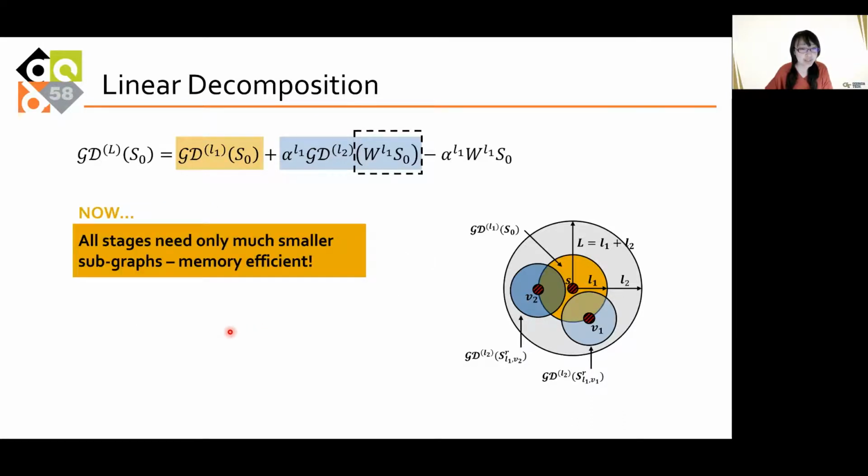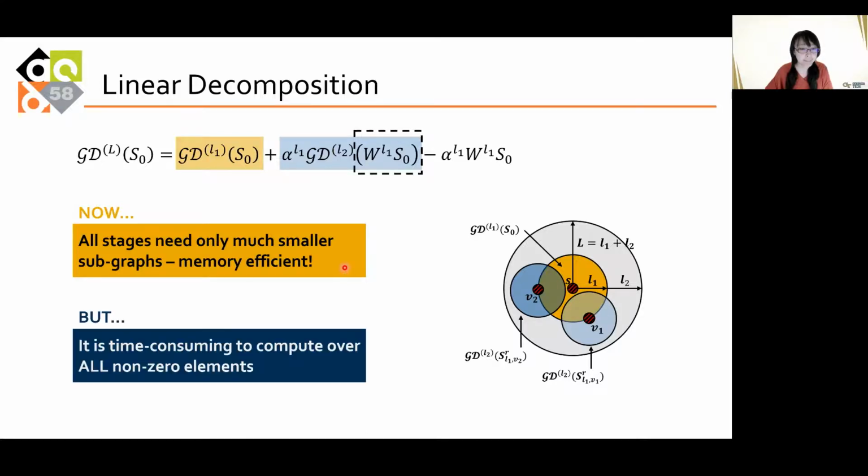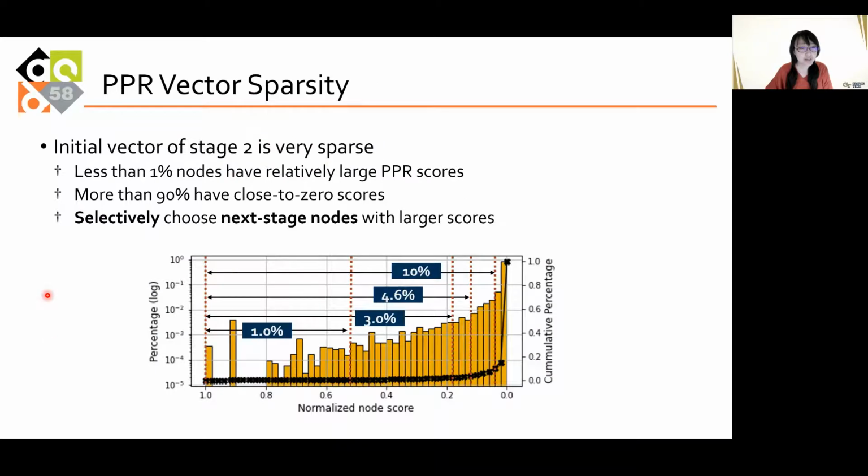So if we do this linear decomposition, all the stages can be computed using only smaller subgraphs, which is really memory efficient. But you may already notice that it might be time consuming to compute over all non-zero elements, because if you have thousands of non-zero elements, you have to run thousands of graph diffusions, which can be really time consuming. So how can we solve this problem? The answer is very simple. We have a third weapon, which is called PPR vector sparsity.